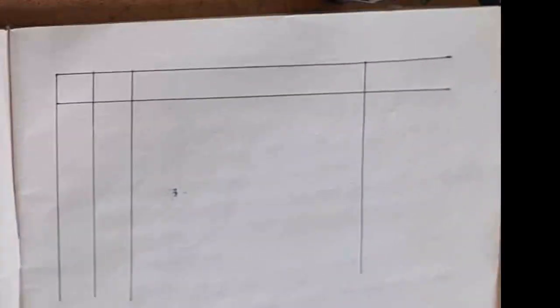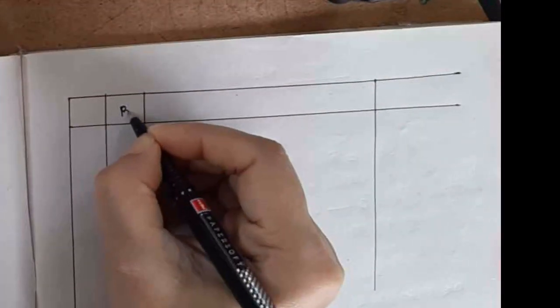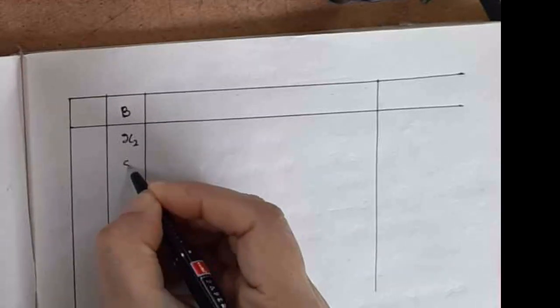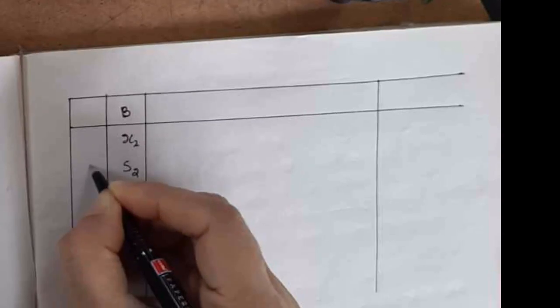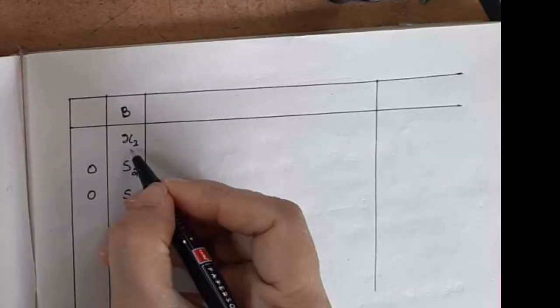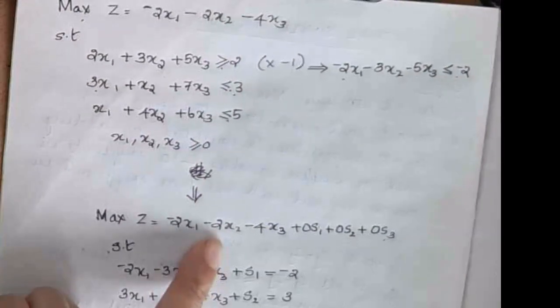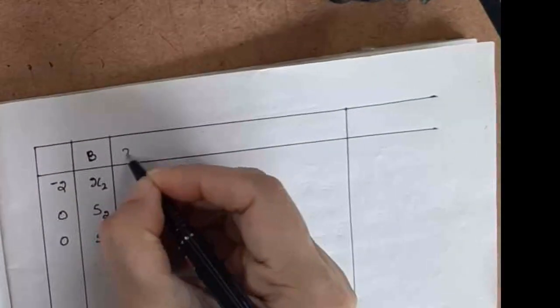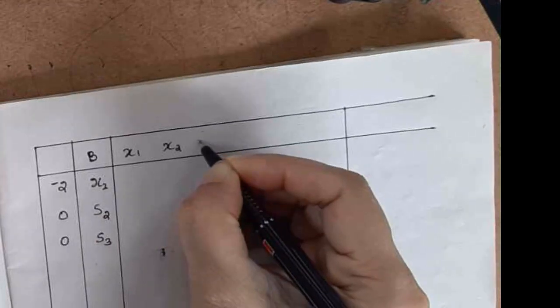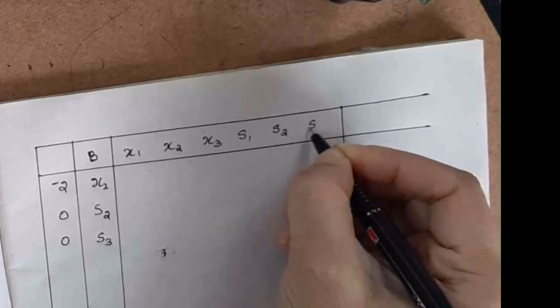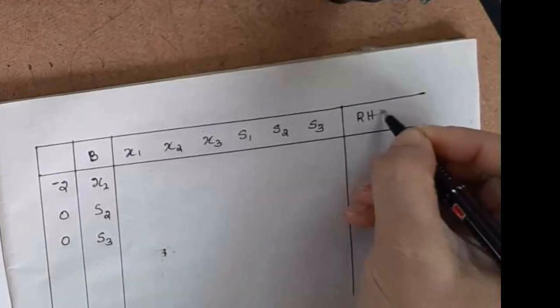Okay. So I'm going to write here B S. Instead of S1, you have X2 which enters. The rest two are the same, S2 and S3. Here the values were 0 in the objective function, but for X2 the value in the objective function was -2. So you write that one here, -2. So this is X1, X2, X3, S1, S2, S3. Now you have RHS.